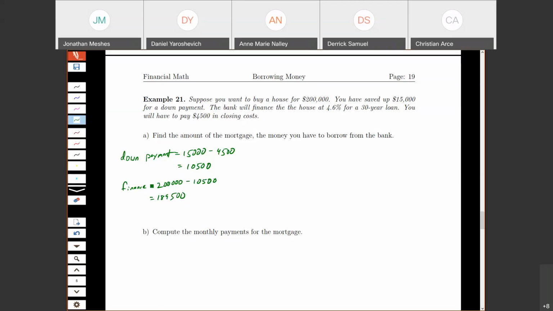but we're not going to look at that in this example. So when I go to do my computations, I'm not using the $200,000. I'm using $189,500. So you have to be very careful when you're going through these examples, one step at a time, write stuff down. So this is going to be our principal P. All right, we have our interest rate, 4.6%. It's a 30-year loan, so T is 30.